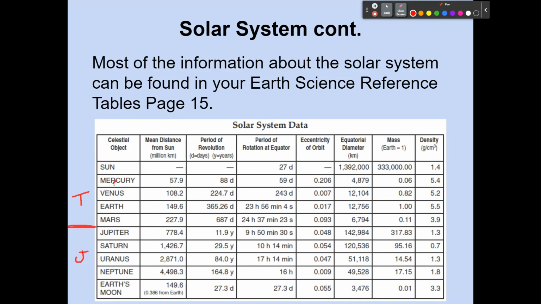All right. So hopefully you have that. So the neat part is that those terrestrial planets formed right near the sun. Not an accident. Those gas giants formed very, very far away from the sun. Also not an accident. We'll talk about that too in the formation of the universe.